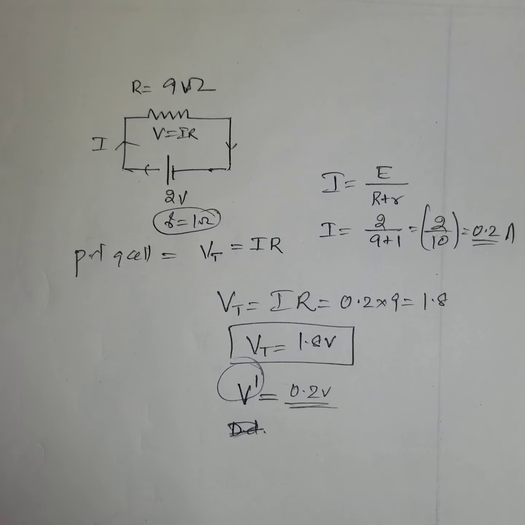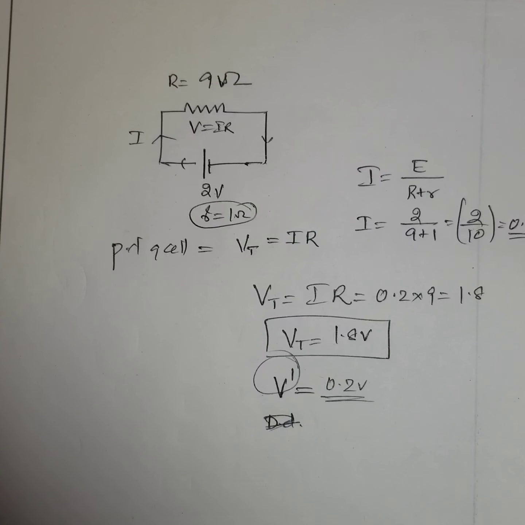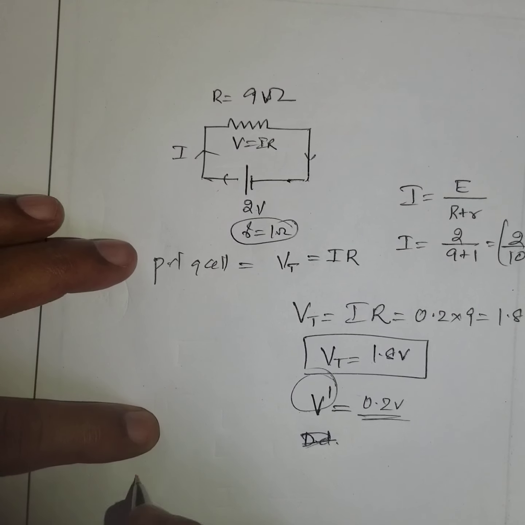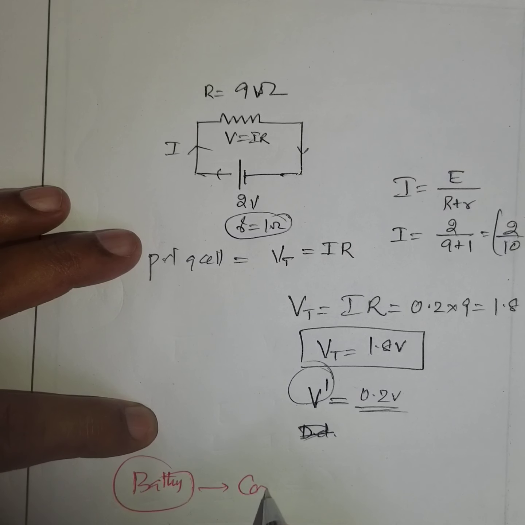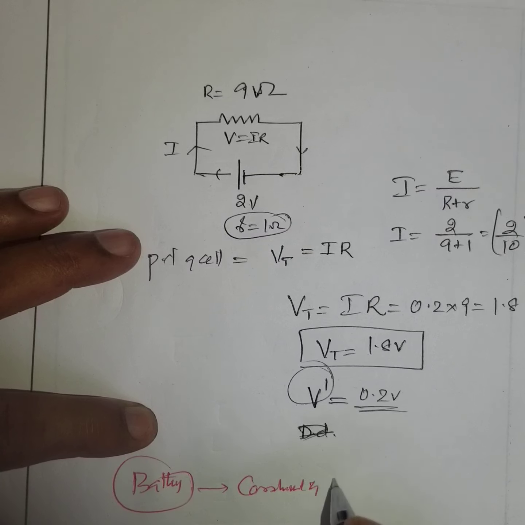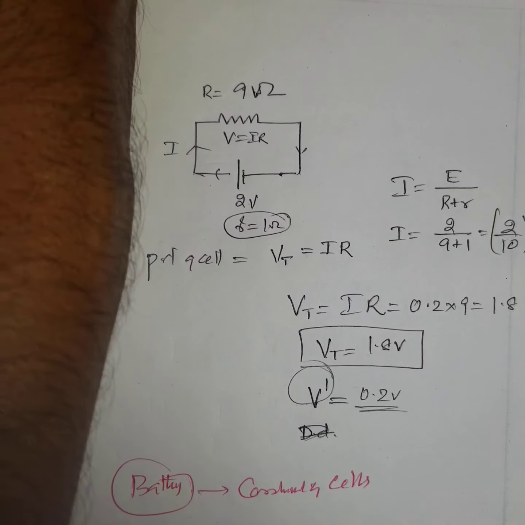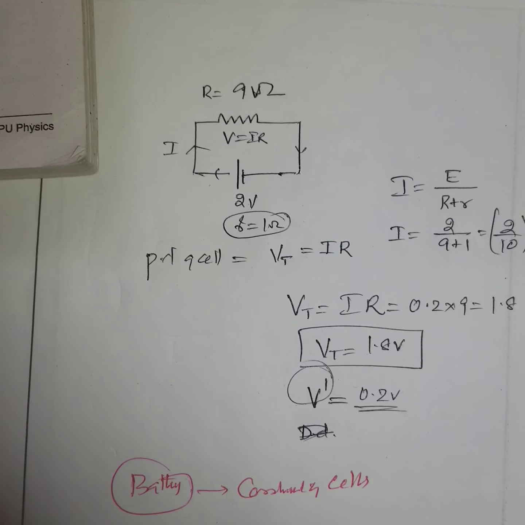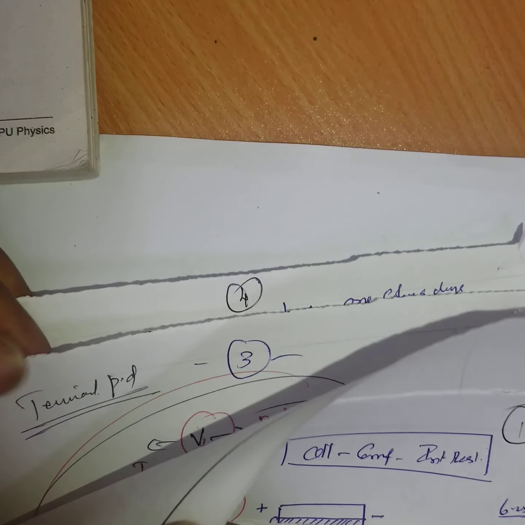Therefore, we can find out what is a battery. When I ask what is called a battery, what is a battery? Combination of cells is called a battery. Now, there are different types of battery cell, Leclanche, Daniel, and all you come across. This is page number 4. Okay, fine.